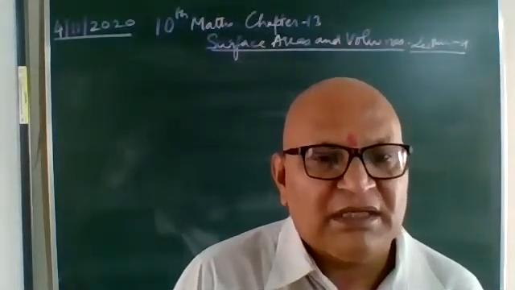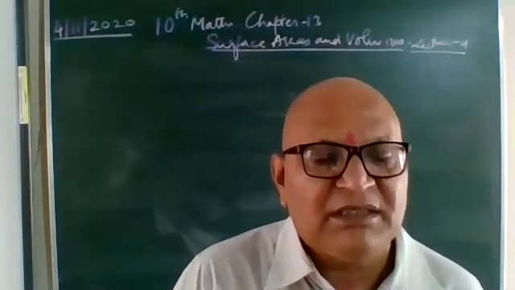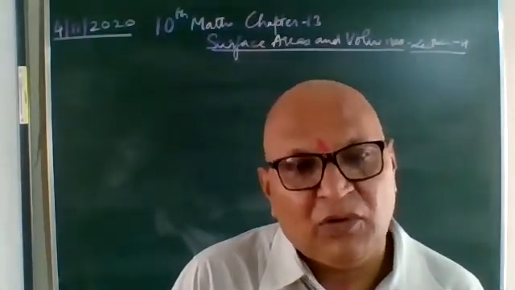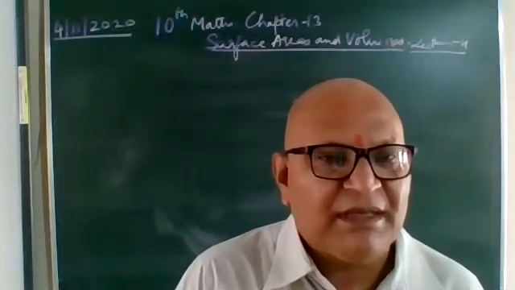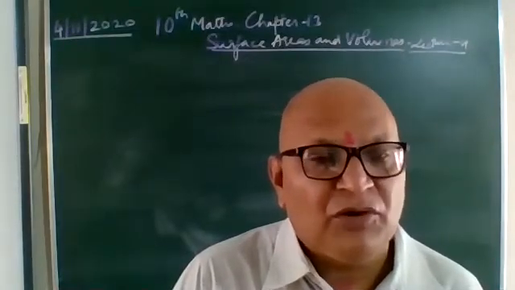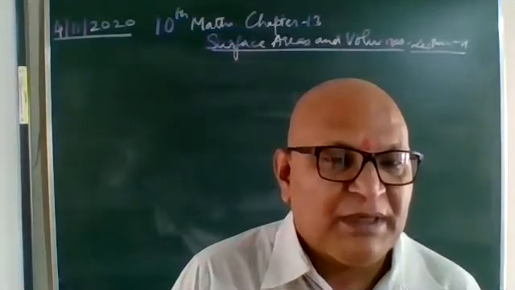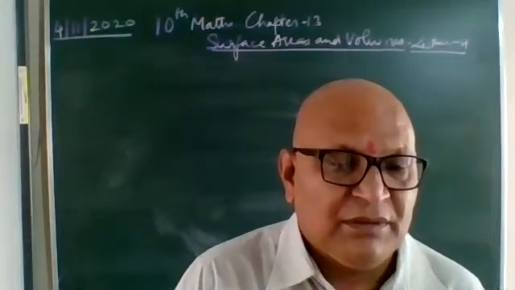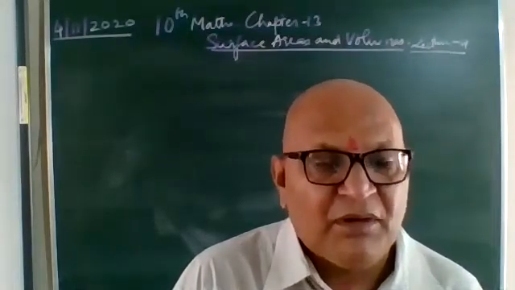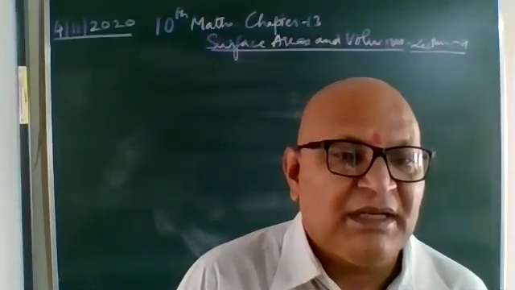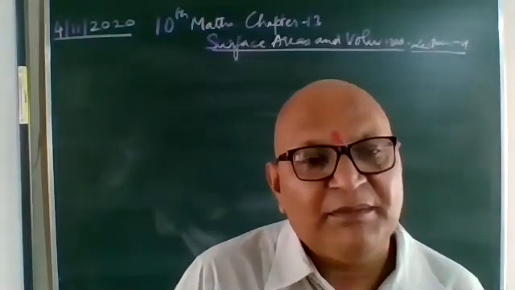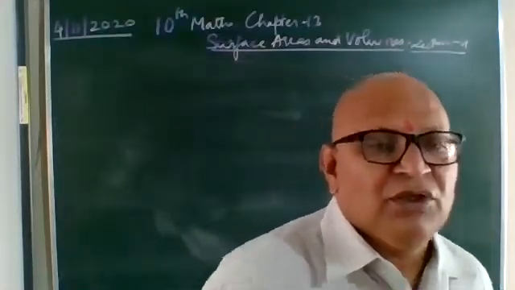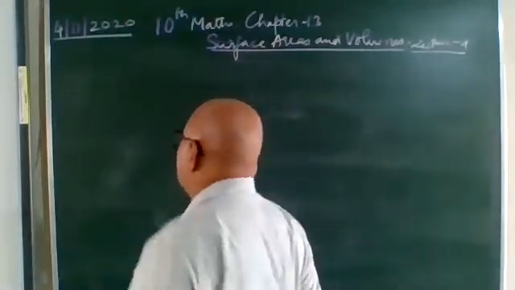Questions like: a circus tent is in the shape of a cylinder surmounted by a conical top. So this type of figures are there. Or a solid toy that is a hemispherical part surmounted by a conical part. Or a vessel that is a cylinder whose both ends are hemispherical. So this type of questions are there, and we will study all these things. So, combination figures.